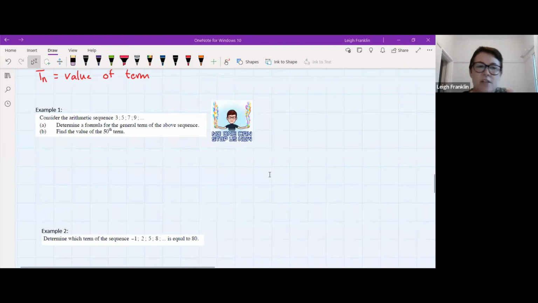Consider the arithmetic sequence 3, 5, 7, 9. Determine a formula for the general term of the above sequence. All right, now, okay, they've told us that it's arithmetic, so that means that we have to use Tn. All right, so Percy, can you tell me what it is you think I should write to answer question A?